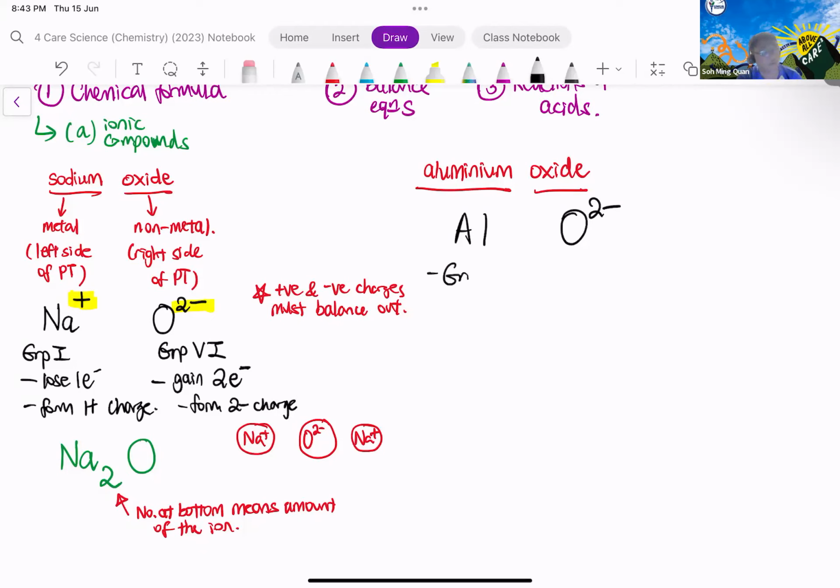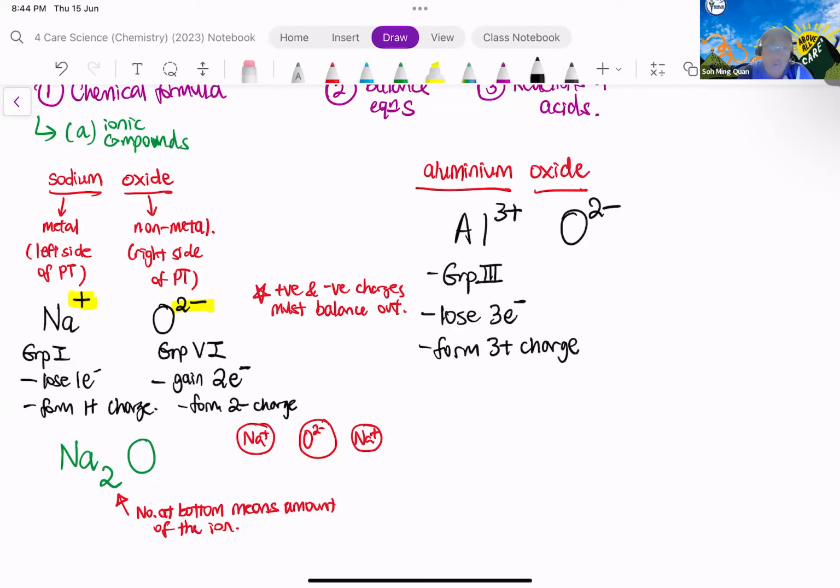Aluminium is group 3. So you realize that it's very, very crucial to get the group correct. Once you know it's group 3, you have to work out, okay, group 3 means what? 3 valence electrons. If it's 3 valence electrons, to achieve a fully filled outermost shell, it will lose 3 valence electrons. So when you lose 3 electrons, the charge is 3 plus.